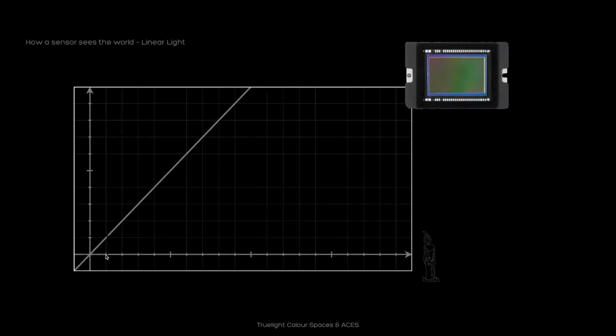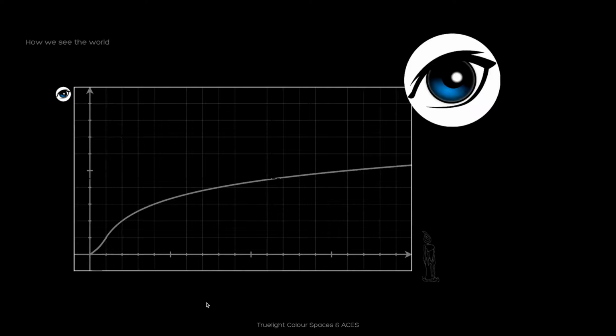If I put 1 candle in a room, the sensor outputs 1. If I put 2 candles in a room, the sensor outputs 2. If I put 1000 candles in a room, the sensor outputs 1000. And if I put 1001 candles in a room, the sensor outputs 1001. It is linear to the light energy on the set. Pretty simple.